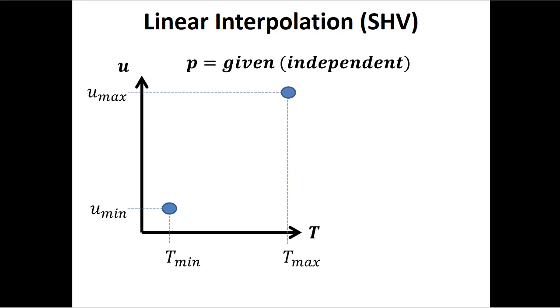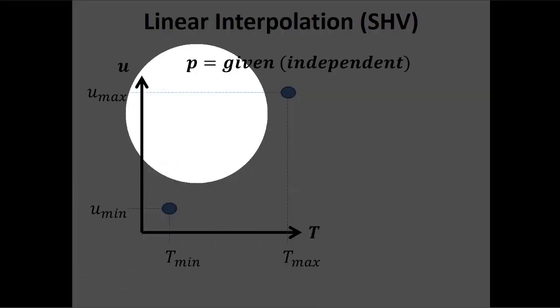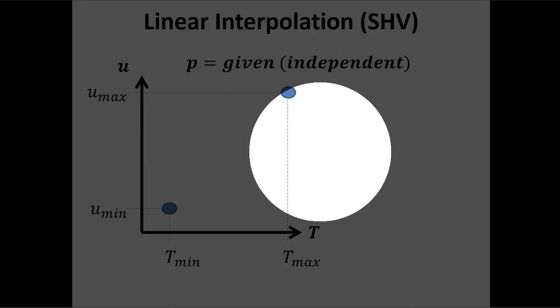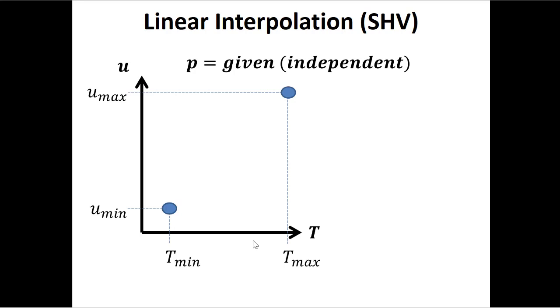So I'm going to assume, in this case, that I have a value of specific internal energy for my low temperature and a value of specific internal energy for my high temperature. The temperature I'm interested in is somewhere in between T min and T max. So I define my temperature range, delta T, and my specific internal energy range, delta U. And I'm going to say that these properties vary linearly between the 2 points that I know.